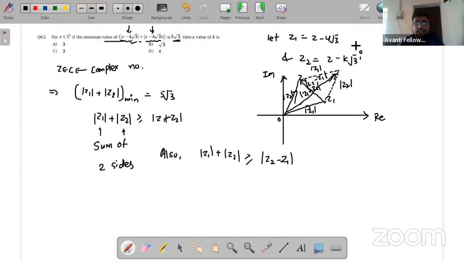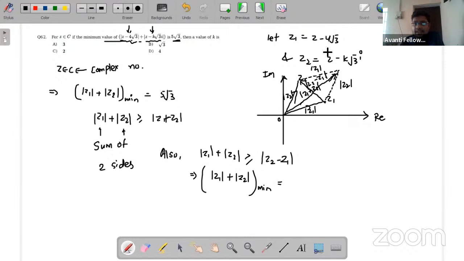But if I try to add them, there will be 2Z, and I don't want Z, right? So to remove Z, I need to subtract them. So Z2 minus Z1 I should use. So here we can write the minimum value of modulus of Z1 plus modulus of Z2. The minimum value will be achievable when this value is equal to the right hand side. So the minimum value will be modulus of Z2 minus Z1.